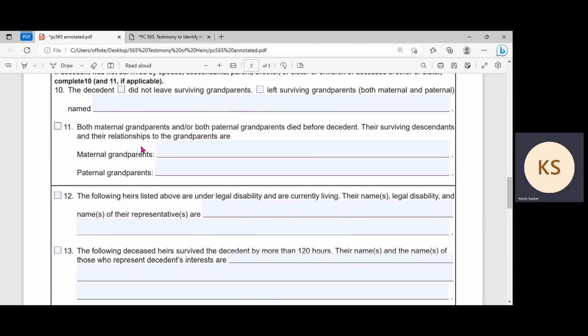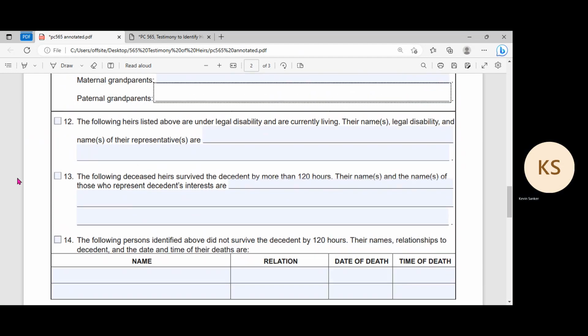Number 11, both maternal grandparents and or paternal grandparents died before decedent. Their surviving descendants and their relationship to the grandparents are. Check this box if it's applicable and fill in the names as appropriate. Number 12, the following heirs listed above are under legal disability and are currently living. Their names, legal disability, and names of their representatives are.